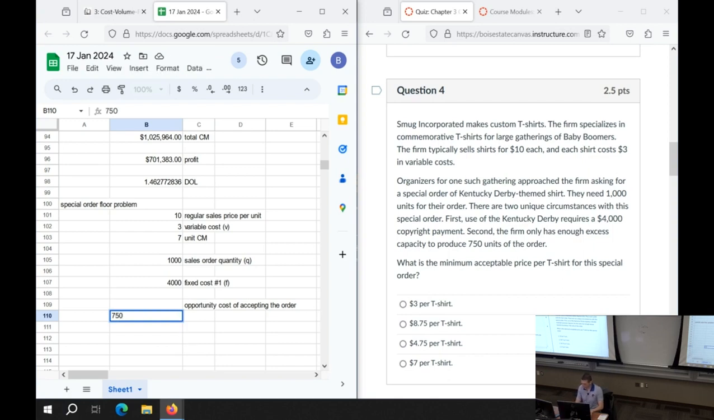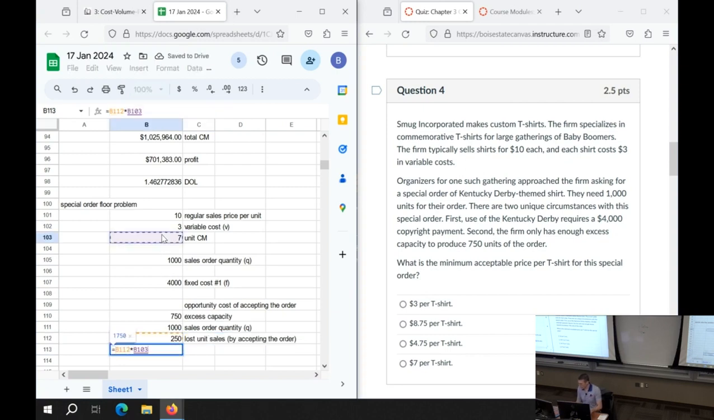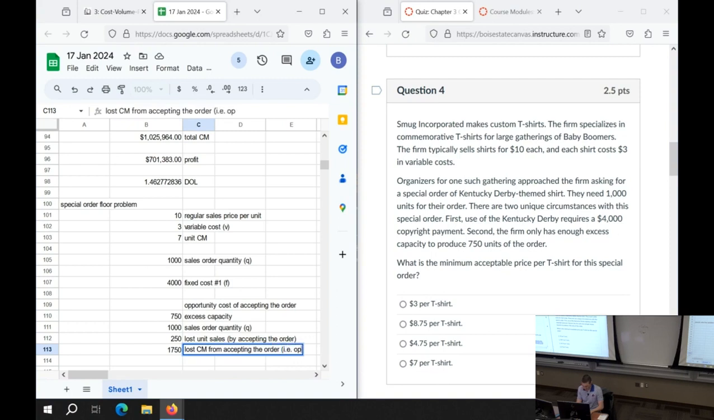We have 750 excess capacity. We need 1,000. I'll just copy that down. Good. That means that lost unit sales of 250 by accepting the order. Given unit contribution margin of sales of $7, now we have lost CM from accepting the order, i.e. opportunity cost.